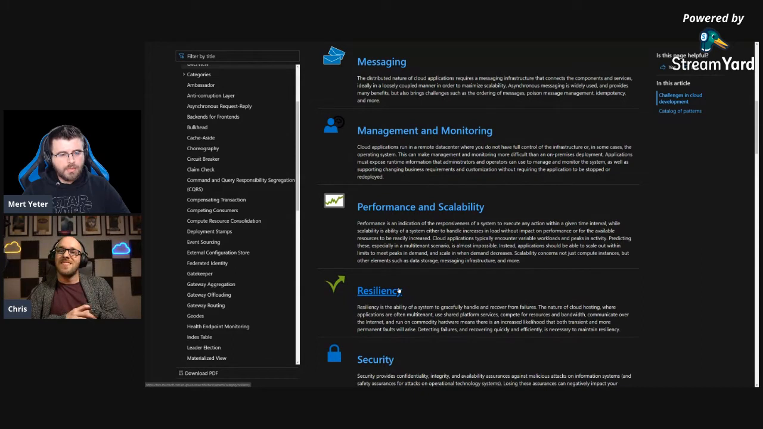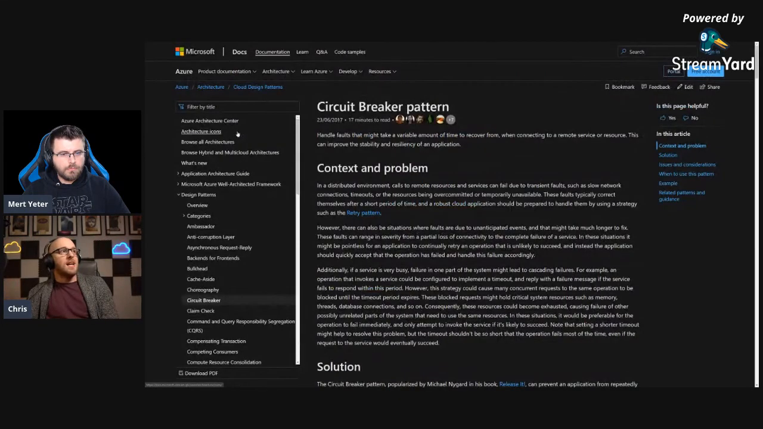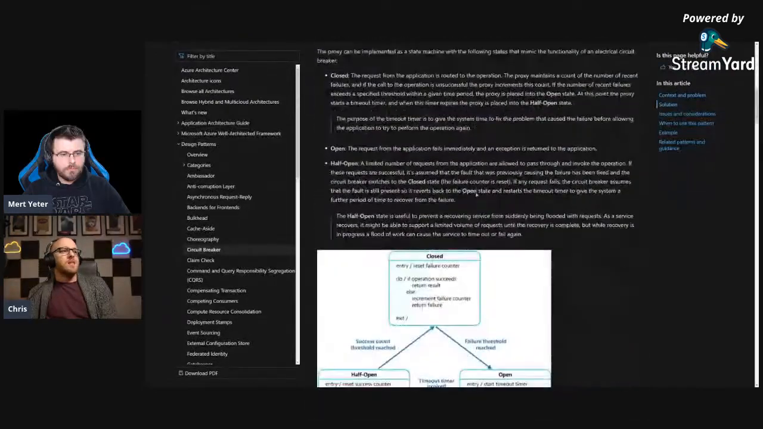Okay. Are these patterns vendor specific? Good question. I wouldn't say so. So maybe let's go ahead and jump into a particular example, maybe a lightweight one here. So let's look at circuit breaker.